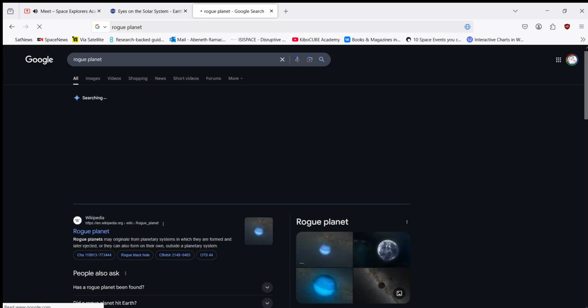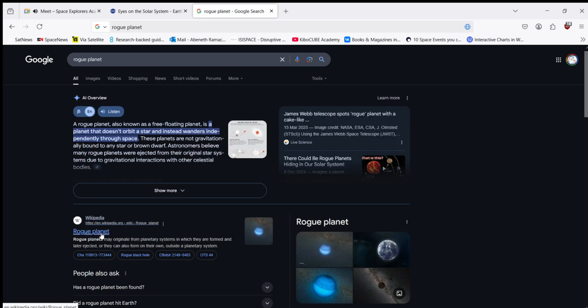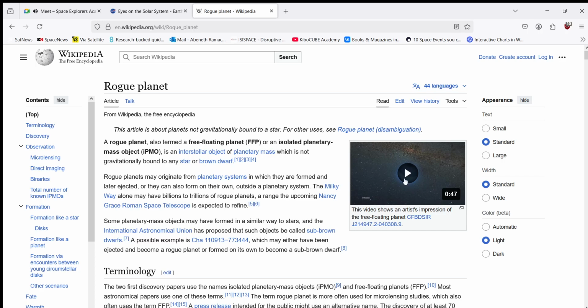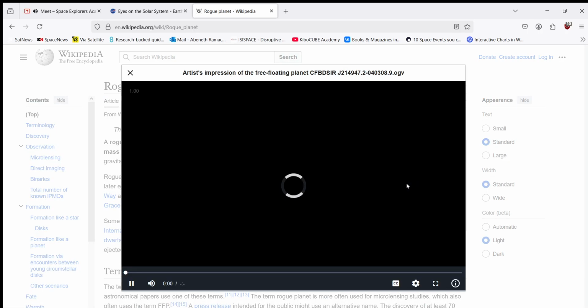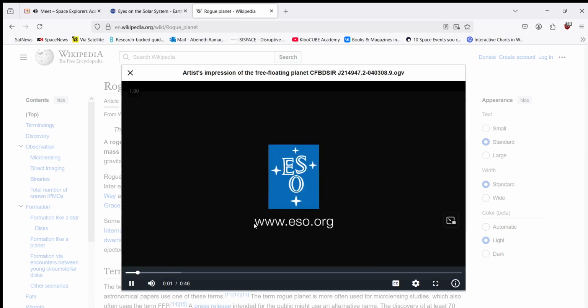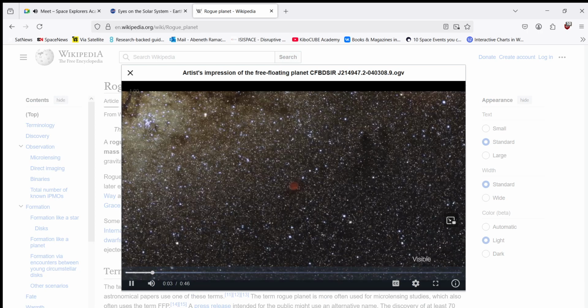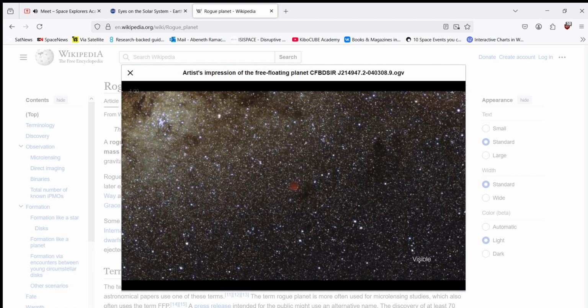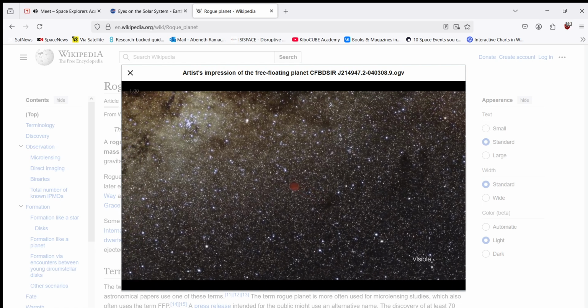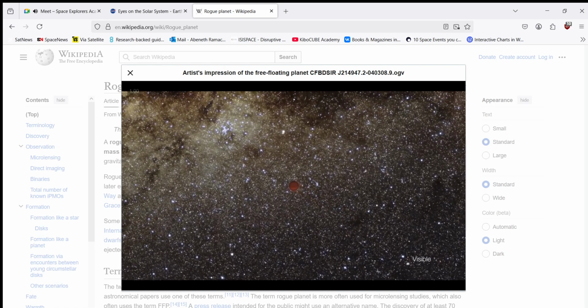So this is a rogue planet. This is an artistic impression of a rogue planet which is free floating. It is going around without having any star or any sun near it. This is how it will be.